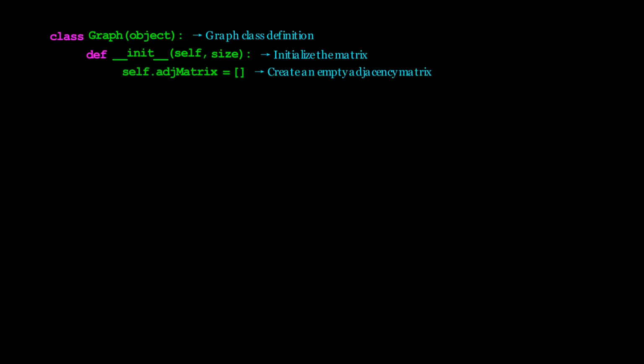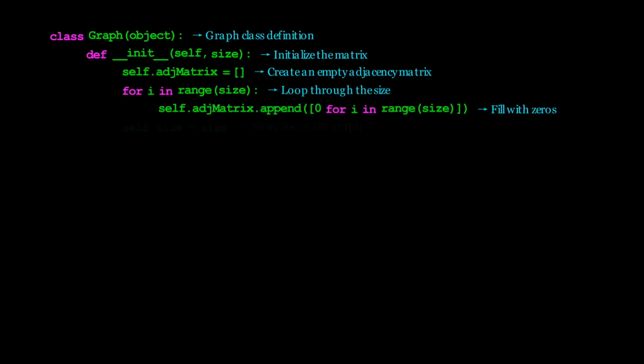Let's implement an adjacency matrix in Python. We define a class called Graph. In the constructor, we initialize an empty matrix and populate it with zeros based on the size of the graph. We also store the size of the graph to manage operations efficiently. So now let's move on to adding edges.